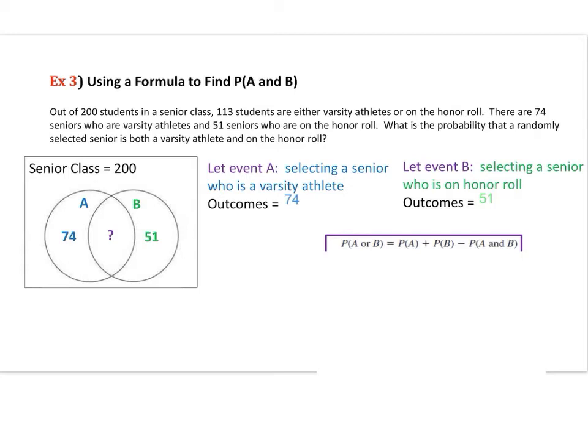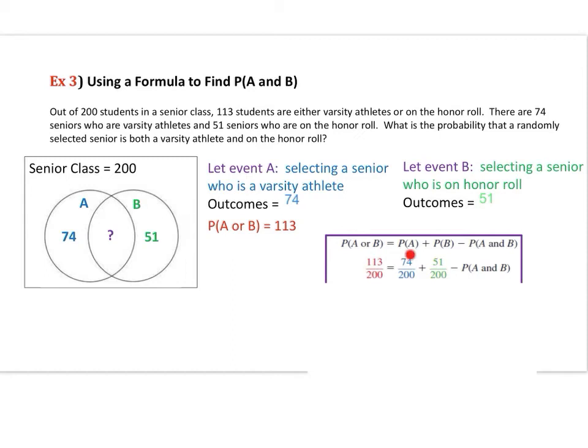So our probability of A or B is going to be the probability of A plus the probability of B minus the overlap, which is the probability of A and B. So here's what we know. The 113 students are either varsity or on honor roll. So that's going to help us with some of the overlap. So we know that the probability of A or B is 113. That's going to replace probability of A or B in the formula. And our total is 200 because that's the total senior class.